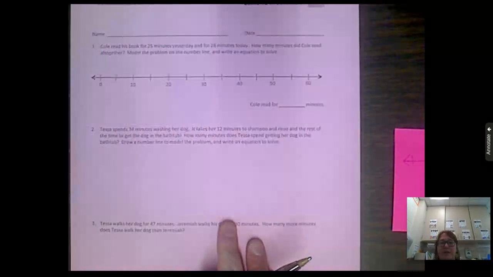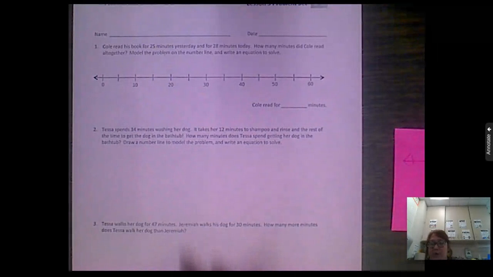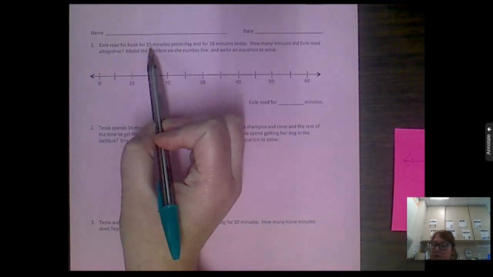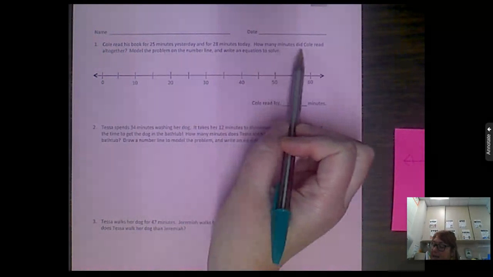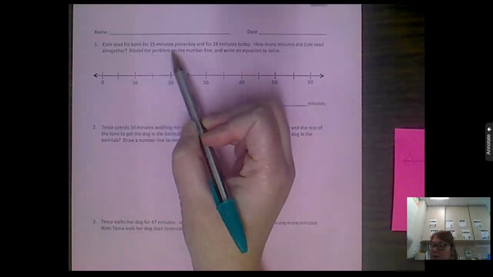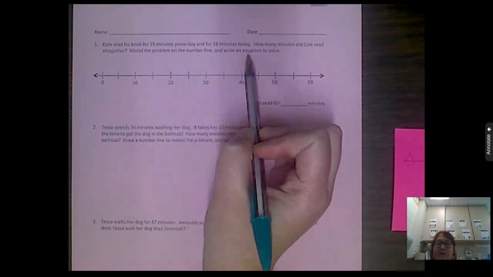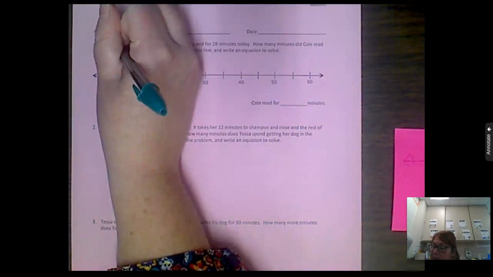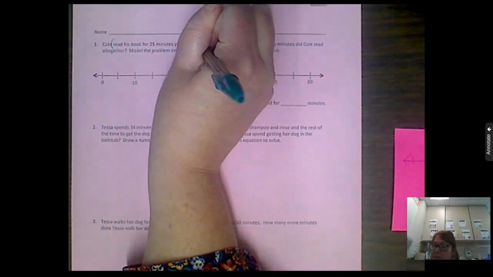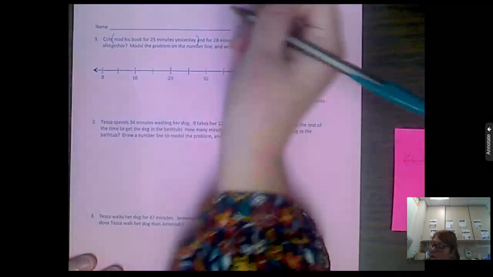So if we look, and let's just jump right into it. Point your finger or your pencil to number 1, and will you read this right out loud with me? Okay, here we go. Cole read his book for 25 minutes yesterday and for 28 minutes today. How many minutes did Cole read altogether? Model the problem on the number line and write an equation to solve. Okay, so he read his book for 25 minutes yesterday. So I'm going to put parentheses around that. Read his book for 25 minutes yesterday and for 28 minutes today. How many minutes did Cole read altogether?